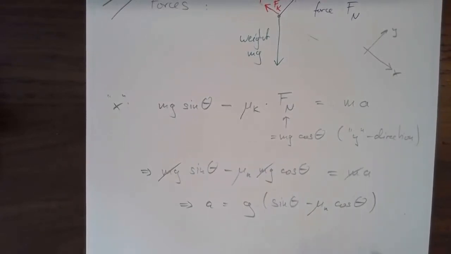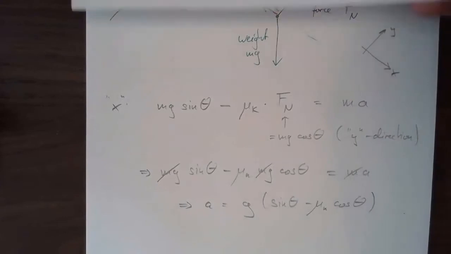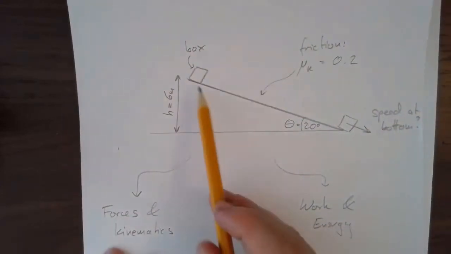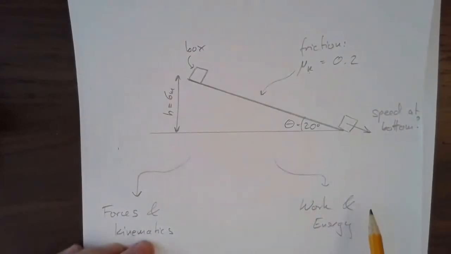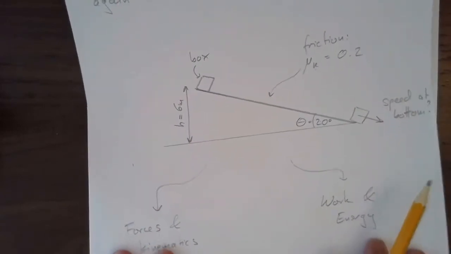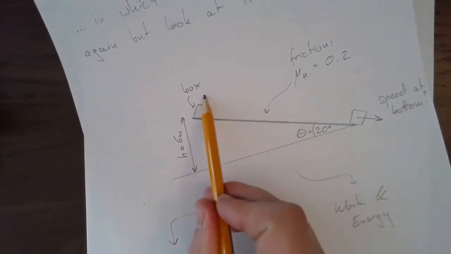But now I want to go down a certain distance. I want to figure out the speed at the bottom of the ramp, and the ramp goes from here to here. Let's give the ramp length a name. Let's call it L.